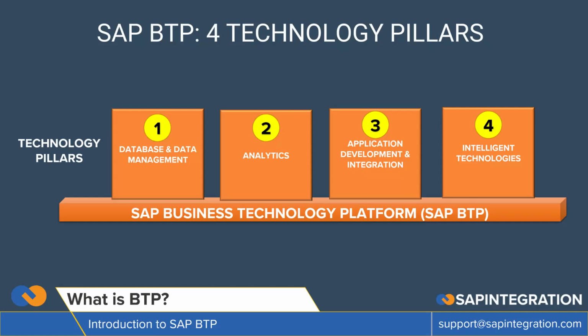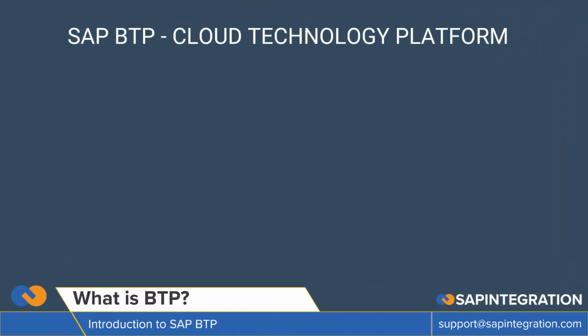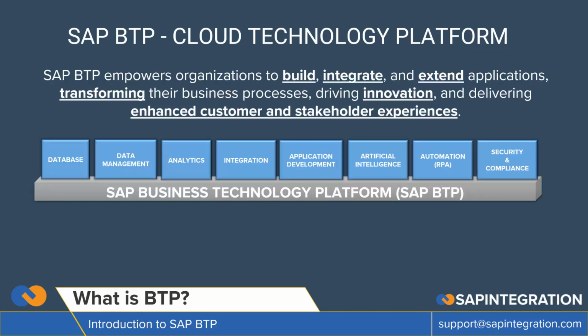In the next slide, let's summarize the definition of SAP BTP and how all these components fit together. First, remember SAP BTP is a cloud technology platform. Well, here's the definition for you to remember about SAP BTP. SAP BTP empowers organizations. We talked about enablement in the technology platform. The same kind of empowerment helps organizations to build, integrate and extend applications and transform their business processes, driving innovation and delivering enhanced customer and stakeholder experiences.